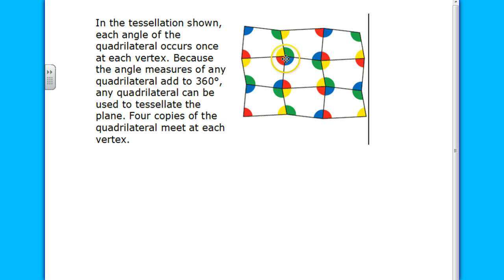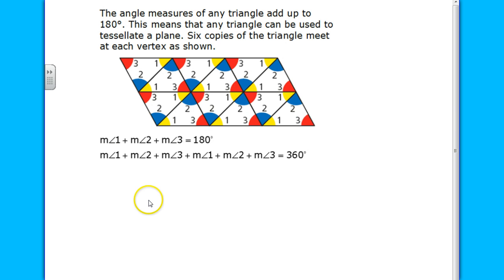Because the angle measures of any quadrilateral add up to 360, any quadrilateral can be used to tessellate the plane. 4 copies of the quadrilateral meet at each vertex. See that? Every vertex has the 4 different vertices from the quadrilateral meeting. Pretty awesome tessellation.